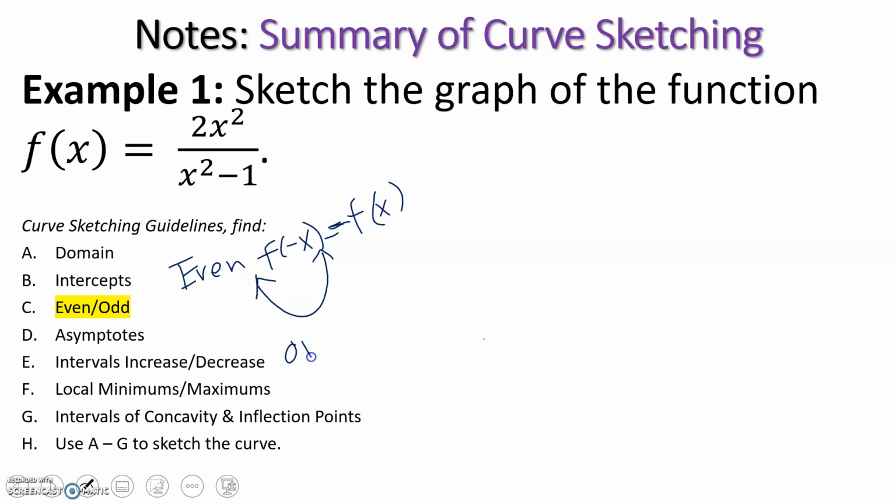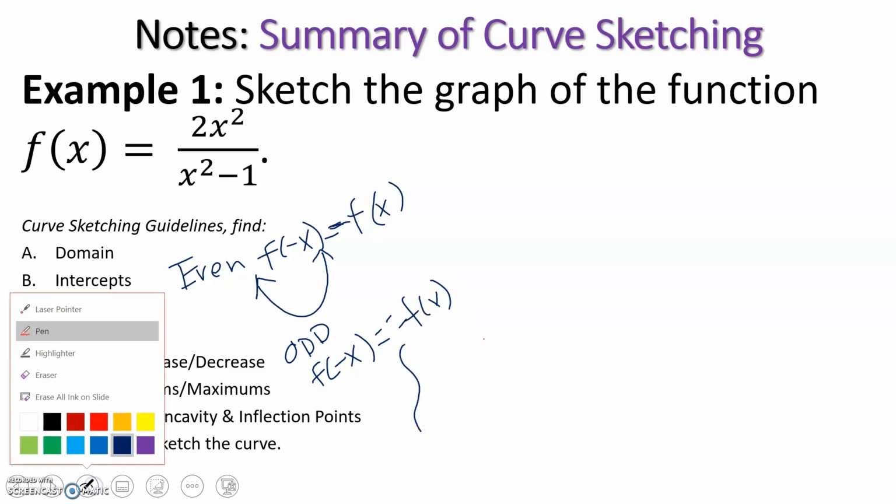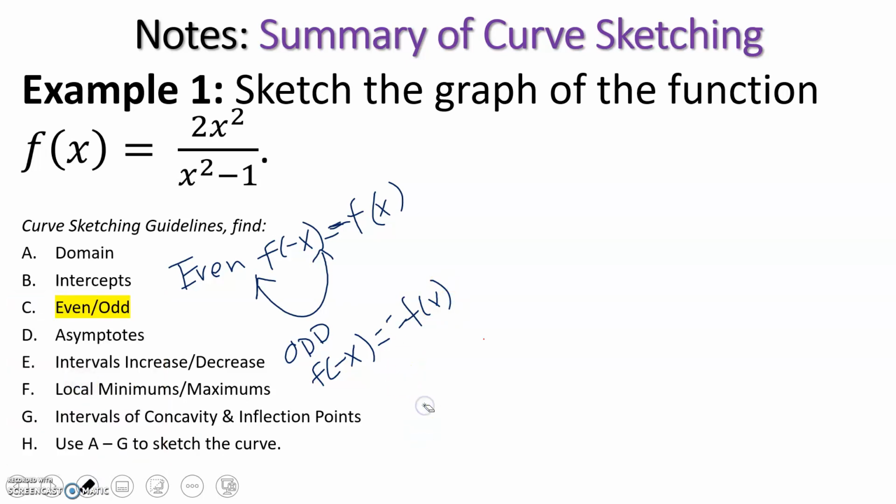If a function is odd, when you plug in negative x, out comes the opposite. So negative f of x. And that means the function has what we call rotational symmetry. So something similar to a cubic, where if you turn it 180 degrees, it still appears the same. So let's take a look.